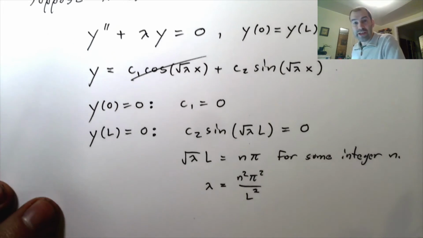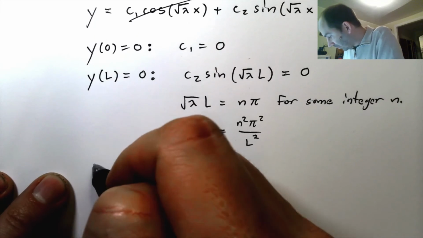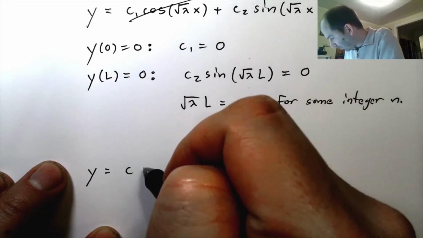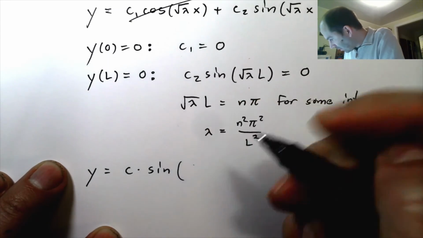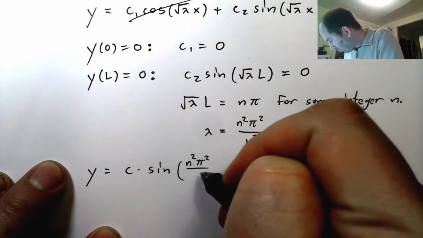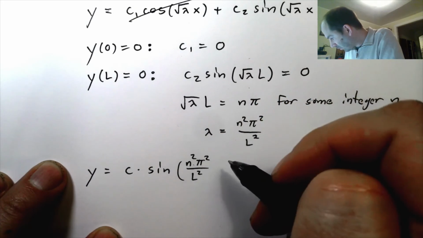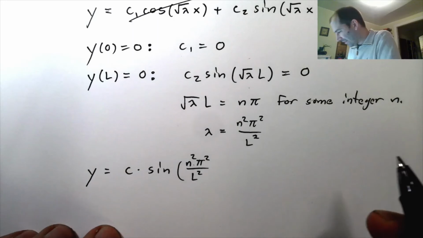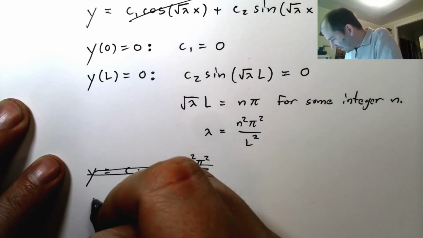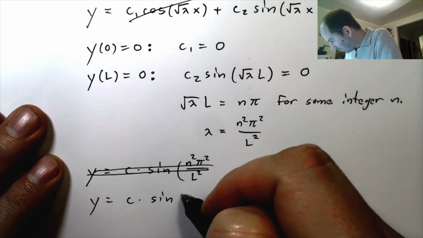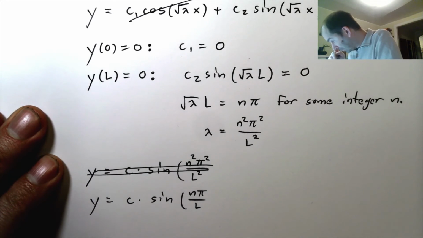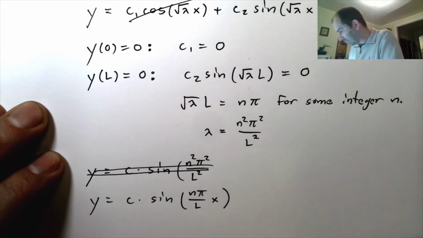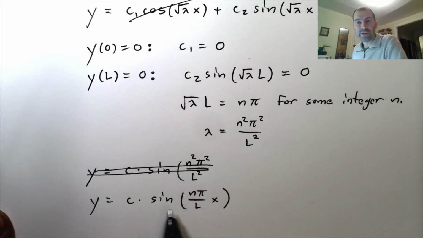And we see what our solution is. Our solution is some multiple, I wrote C2 before, I'll just replace it with C, times the sine of, oops, it's the square root of that, isn't it? Okay. Try that again. n pi over L x. Okay, this is our solution.